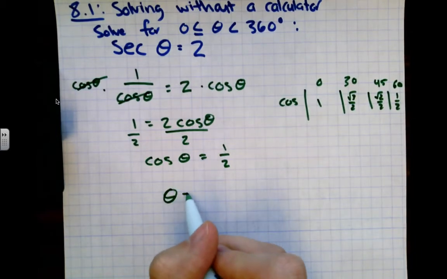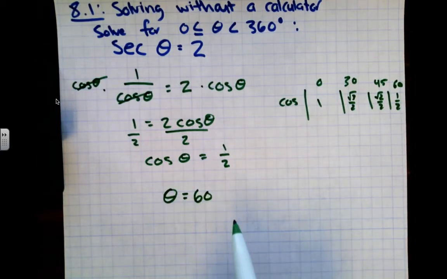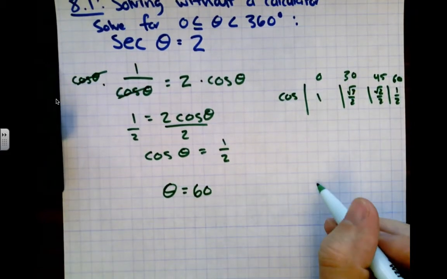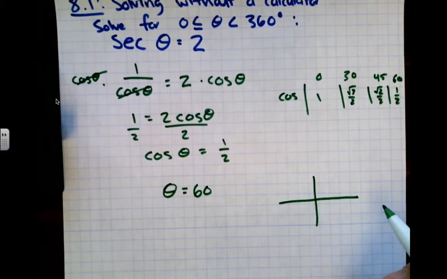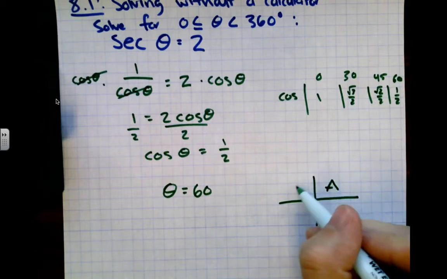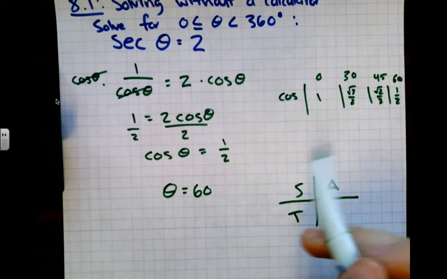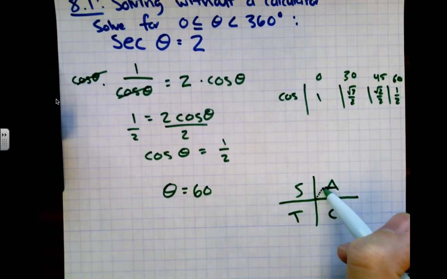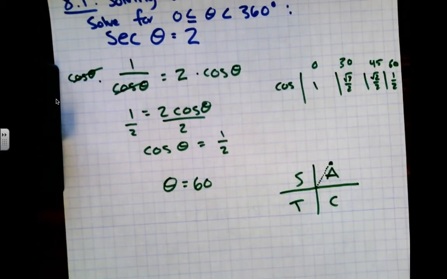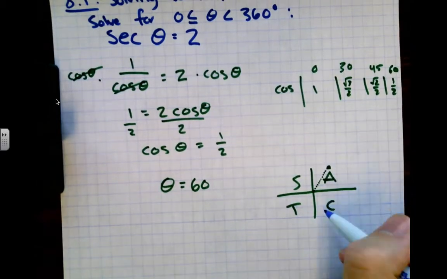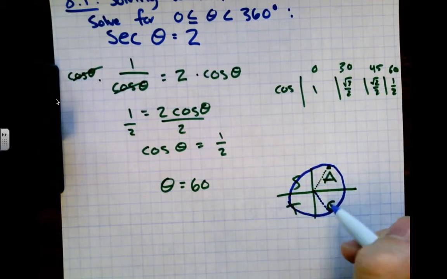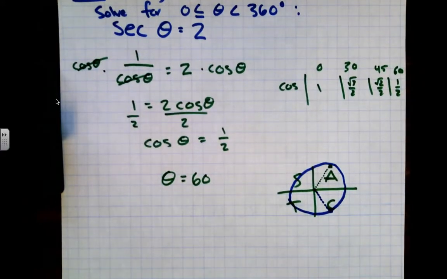So right now that's telling me I know 60 degrees is going to be one of my solutions. But if I think about it, 60 degrees is in the first quadrant, so I know this is going to have an x value of 1/2. Now what also should have an x value of 1/2 would be an angle in the fourth quadrant, because down here cosine is positive. There should be some angle down here that, when we look at the unit circle, should have an x value of positive 1/2 as well.